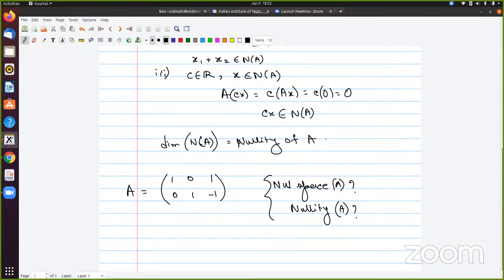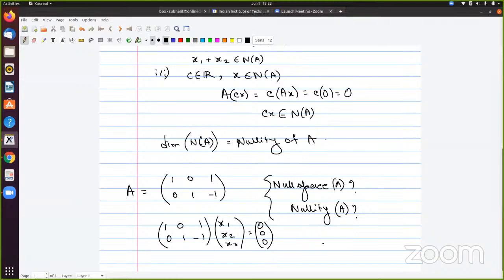Nullity is 1. But before calculating nullity, let's calculate the null space first. What will be its null space? How will we calculate it? It has to satisfy this equation for all those x1, x2, x3. So we have to find the solution of this system of linear equations, Ax equal to 0.